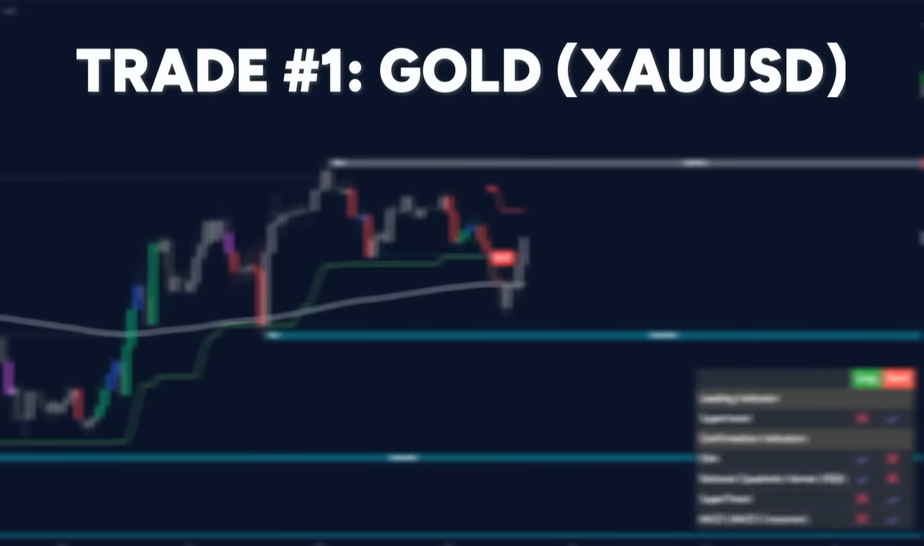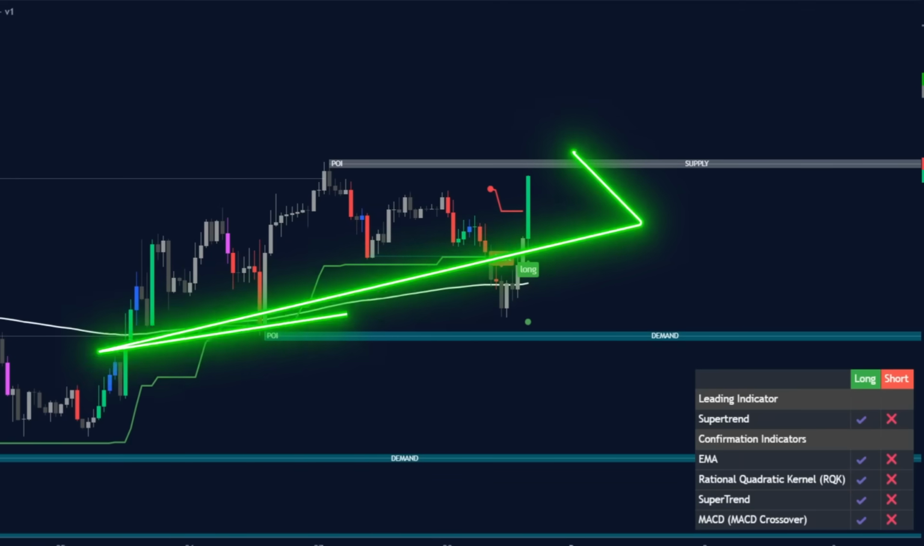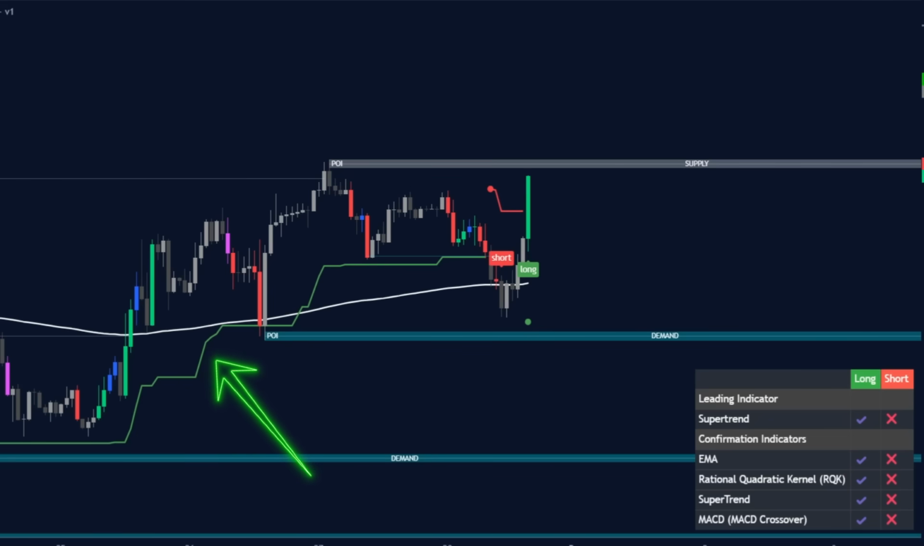Example 1, the perfect long setup. Here we are on the gold chart. First, notice the price is trading above the 200 EMA line. This tells us we are only looking for buys. Suddenly, we get a buy label from the strategy builder, but don't click buy yet. Look at the candle color. Is it green? Yes, it is.